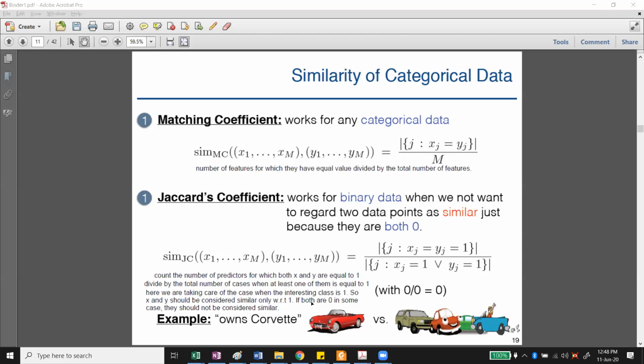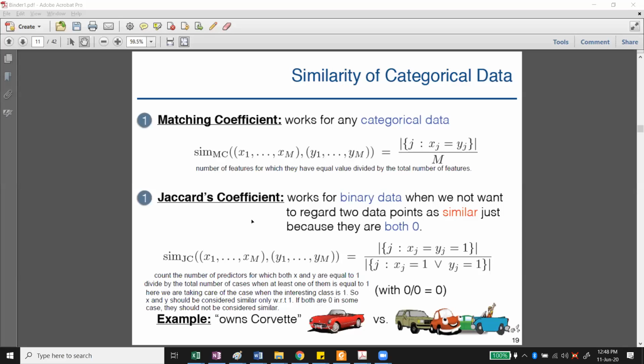In this particular case, that's not a very good idea. What you would want is कि आप 0-0 वाला जो case है उसको आप similarity count नहीं करें. That's where this second measure comes in. That's called the Jaccard's coefficient. It works well for binary data generally, where you would expect the ones to have more weight कि आप सिर्फ दो variables को तब दो observations को तब similar classify करेंगे when they are both ones. However, they will not be considered similar when they're both zeros, right?